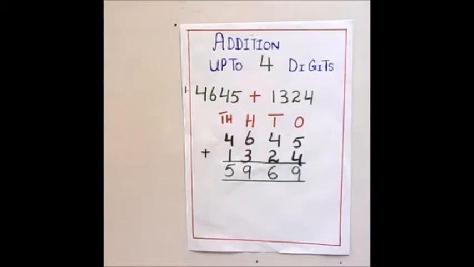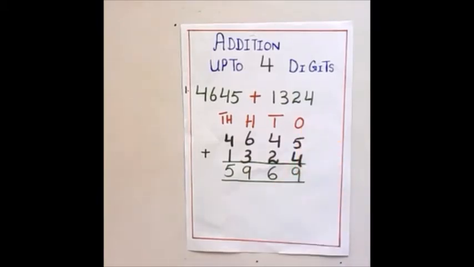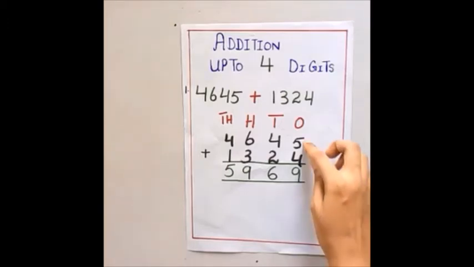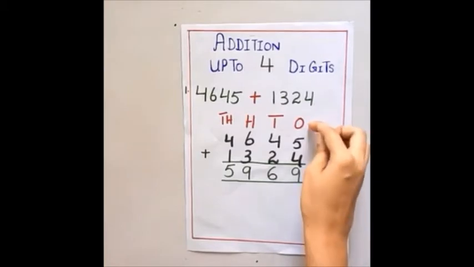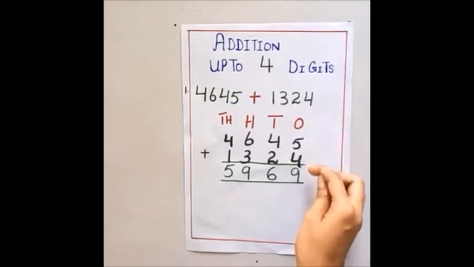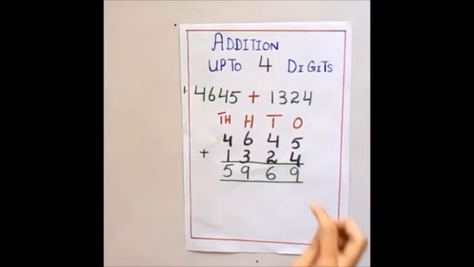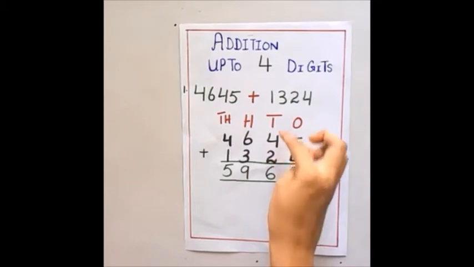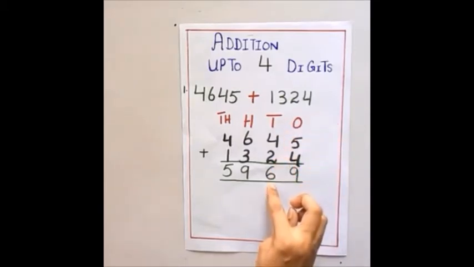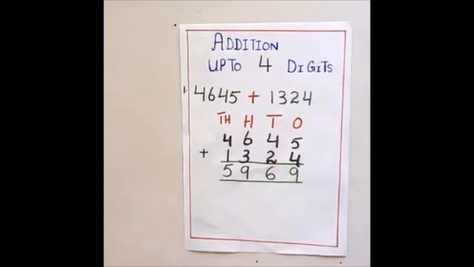Now just like the 3-digit numbers or 2-digit numbers, I start from the rightmost place, that is the ones place. So I write from the ones place and add the digits under the ones place. How do I do that? So I have 5 and 4 under the ones place. So 5 plus 4 is 9, so I will write 9 under the ones place. Then I have 4 and 2 in the tens place, so 4 plus 2 is 6, so I will write 6 under the tens place.